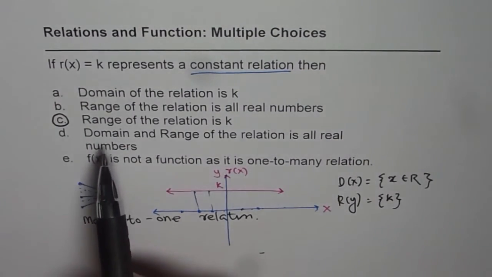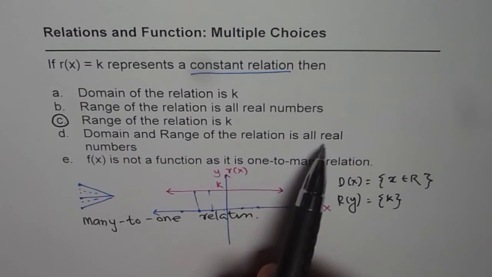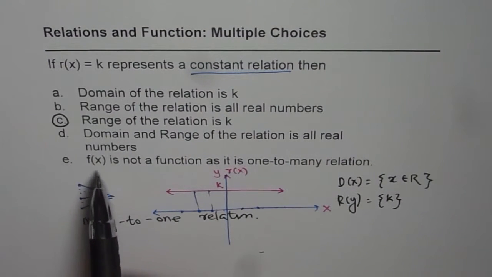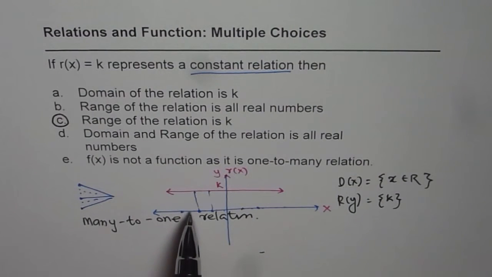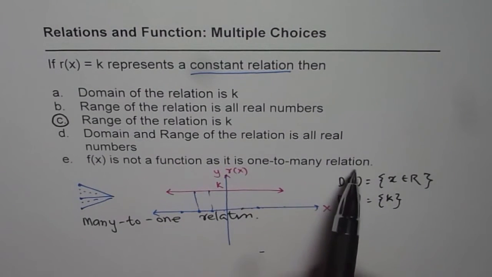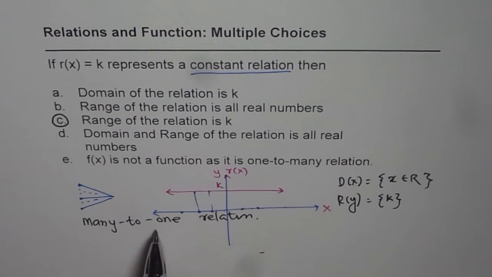Let's read the others. Domain and range of the relation is all real numbers. That's incorrect. And f of x is not a function. It is a function, and it is not a one-to-many relation. It is a many-to-one relation. I hope with this example you clearly understand what a constant relation is and can answer this kind of question.